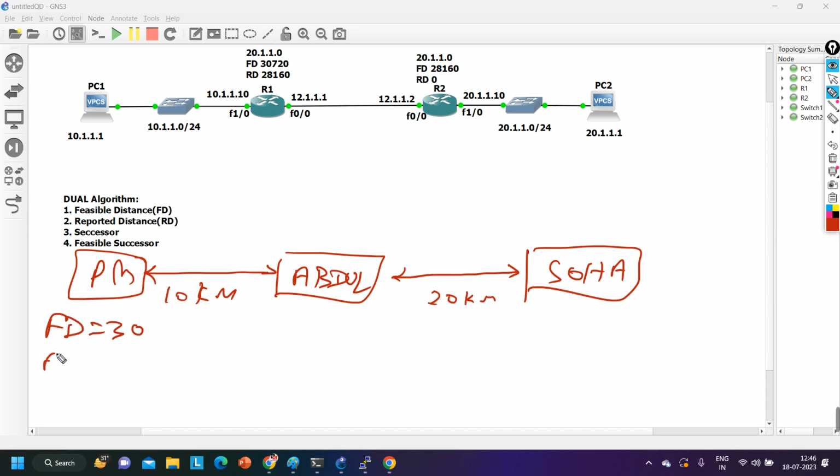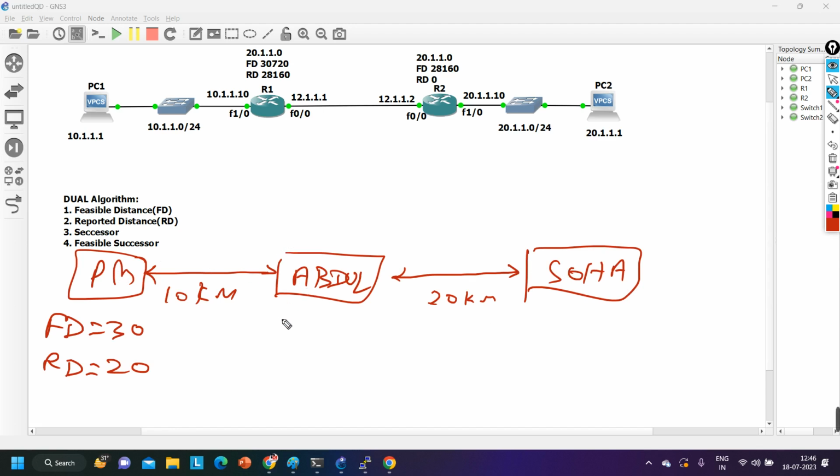FD will be 30. And RD will be what? Who is my neighbor? My neighbor is Abdul. What is the total distance from Abdul to Soha? 20. So that will become RD for me, meaning my neighbor to destination, because who told me about Soha? Abdul. Abdul told me that if you want to send something to Soha, you have to send it 20 kilometers far away.